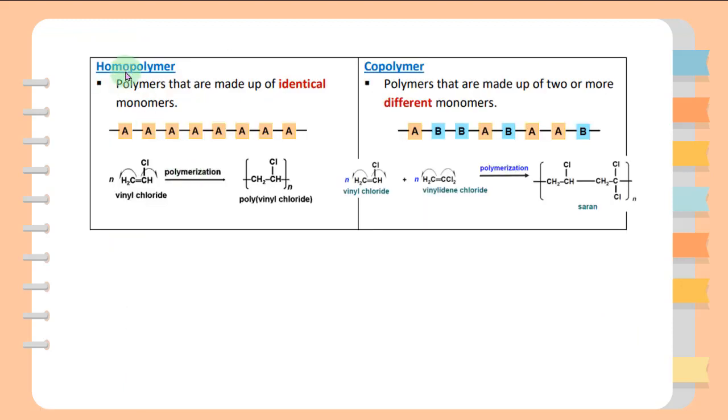Next, let's look at the terms homopolymers and copolymers. Homopolymers refers to polymers that are made up of identical monomers. For example, you can see over here the formation of PVC, polyvinyl chloride, which is made up of only one monomer. Whereas copolymers refers to polymers that are made up of two or more different monomers. In the example at the bottom here, you have two different monomers, which when they undergo polymerization, form a long chain polymer.